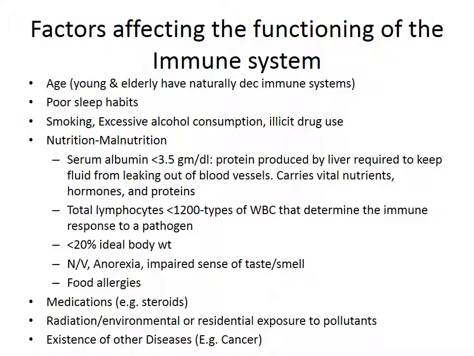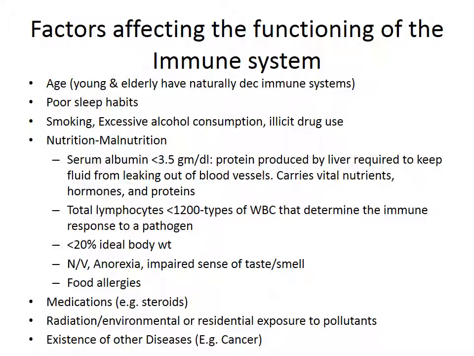Factors that affect the functioning of the immune system are age. The young and the elderly definitely have a naturally decreased immune system. Others are poor sleep habits, smoking, excessive alcohol consumption, and illicit drug use. Nutrition and malnutrition can affect the functioning of the immune system. A serum albumin of less than 3.5 grams per deciliter shows that the protein produced by the liver, required to keep fluid from leaking out of blood vessels, is not present.